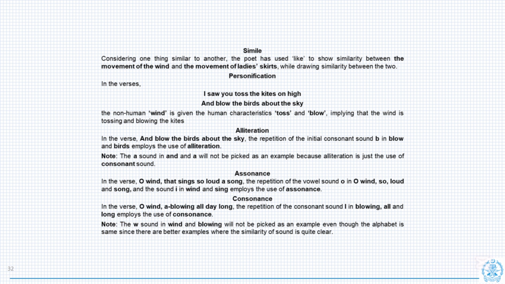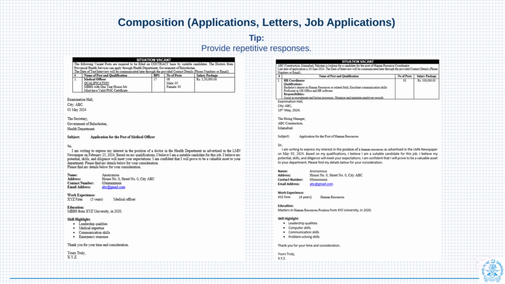In addition to that, if you get a question where two or more poetic devices are to be identified, you can always go for alliteration, assonance, consonance, caesura, and enjambment as they are present in all stanzas. On the topic of repetition, please remember that repetitive responses will keep you from losing marks. For example, the given job applications have the introduction where the applicant expresses interest and mentions the advertisement, a brief description of qualification and relevant skills, contact details, and a polite conclusion leaving a professional impression.